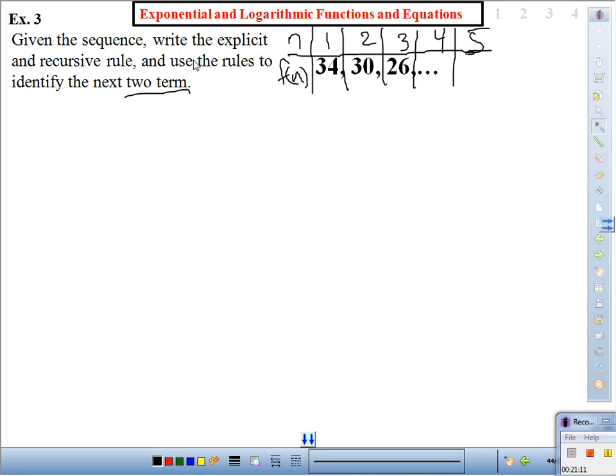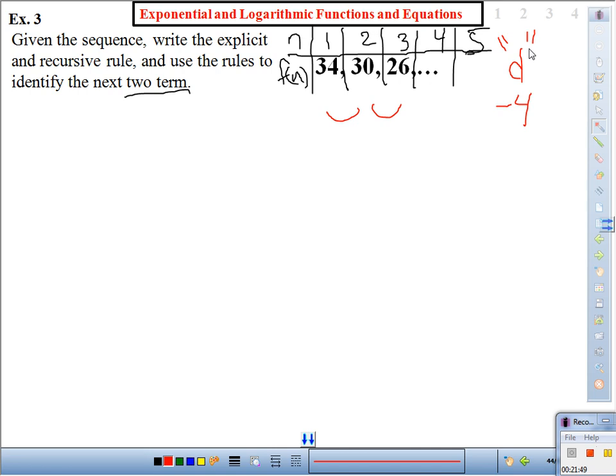So they want me to write the explicit and recursive rule. But wait a minute, I don't even know if it's arithmetic or geometric. How can I find that out? Talk it over with your neighbor. How can I find out if it's arithmetic or geometric? Very good. By finding the pattern, what's happening from here to here, from here to here? Well, subtracting 4. So if we're subtracting, that means it's arithmetic. That means this is our d.